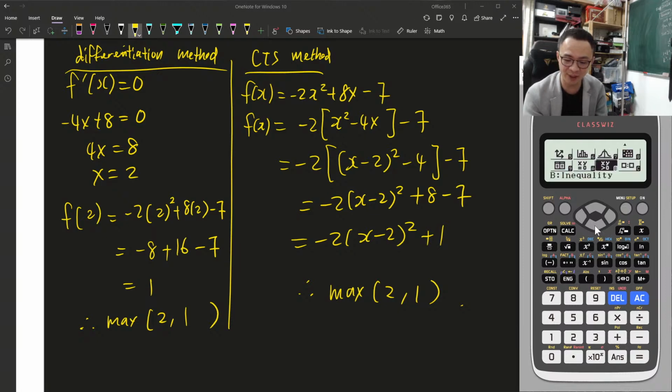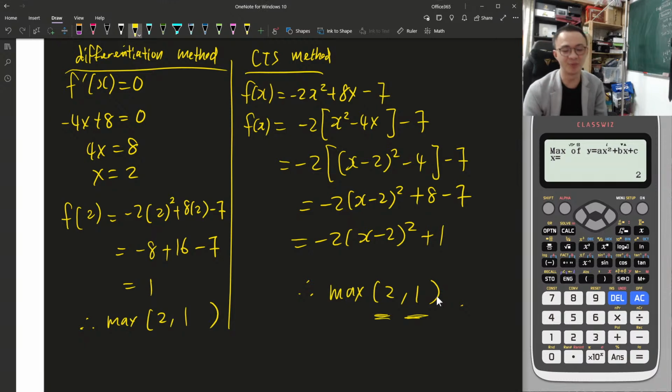So if I go to the menu, I look for the equation, and then here I choose polynomial, degree is power 2. Inside the equation, negative 2, enter, 8, enter, negative 7, enter. And then you can see it tells me my maximum y coordinate is 1. So it's 1 here. And then the maximum x coordinate is 2. From here, I can also check my maximum coordinate by just typing in the calculator.